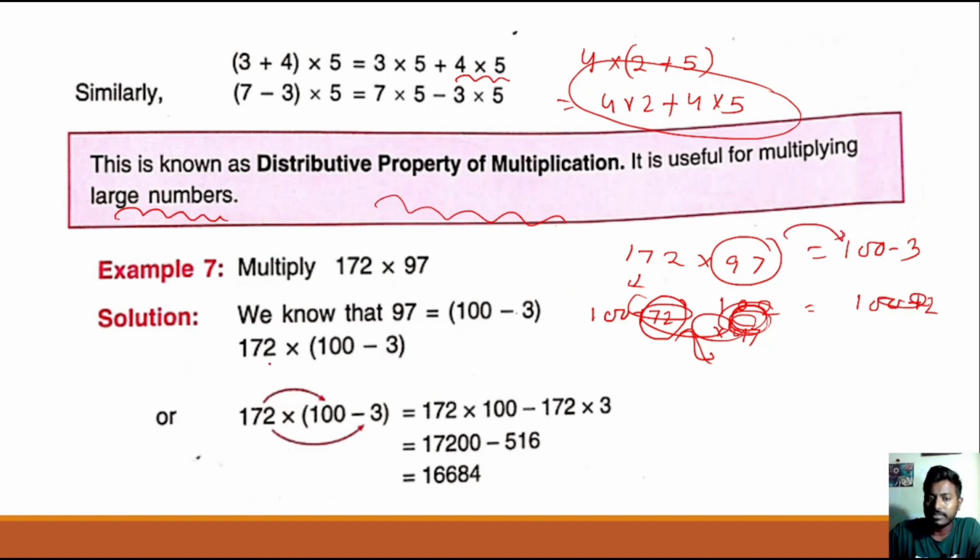So now use the distributive property, that is 172 into 100. Now 172 into 3. So we know that when we multiply with 0, we simply put the 0, that is 00, and for the minus we directly multiply. 3 2s are 6, 3 7s are 21, carry 2, 3 1s are 3, 2 5. Okay, simply minus. Clear? This is the use of the distributive property when we multiply large numbers.